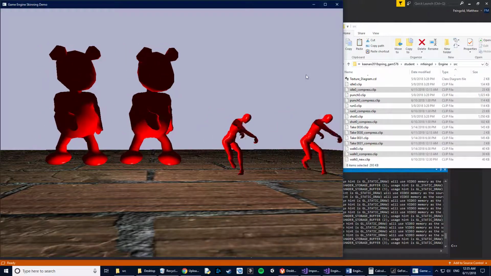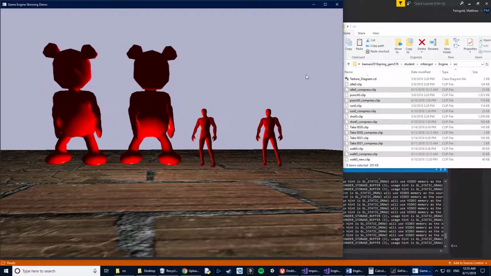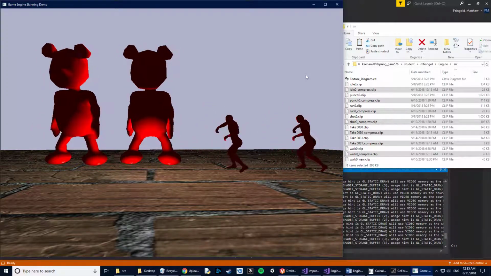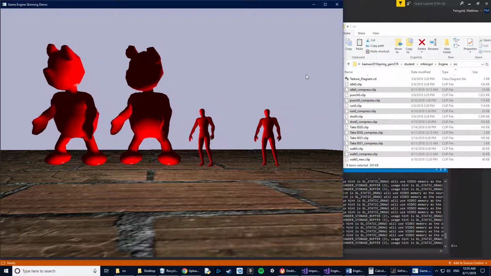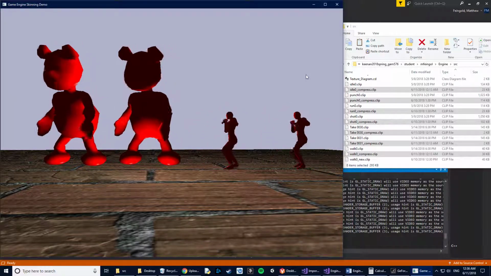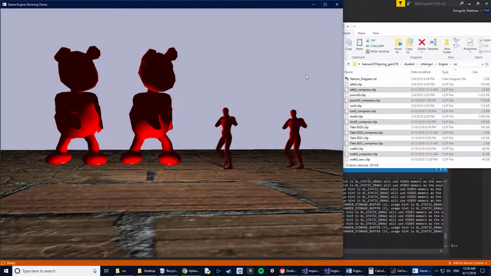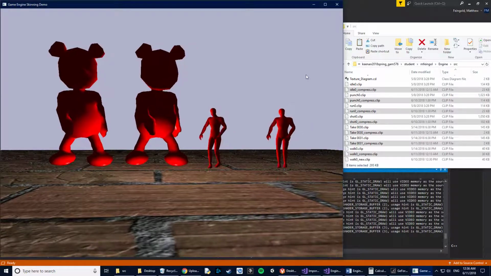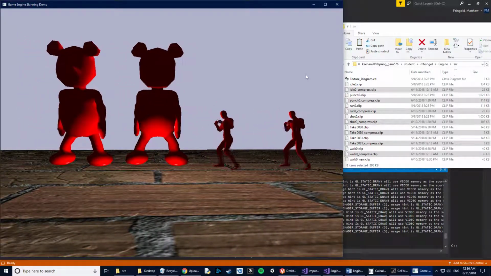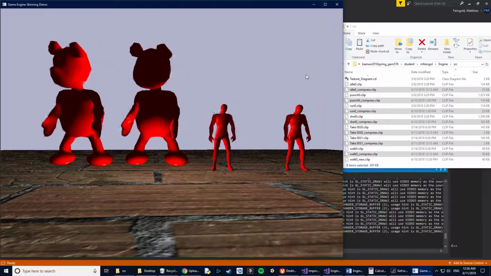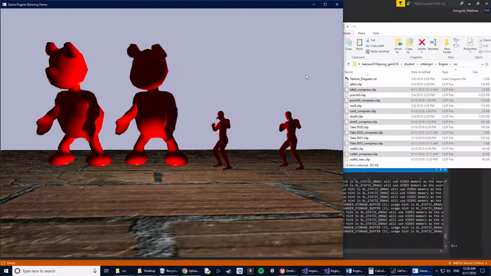What you're seeing right now is my animation skinning skeleton system with compression going on, and I wanted to talk about compression first. So in my scene right now, I have 2 copies of my teddy and 2 copies of my humanoid.